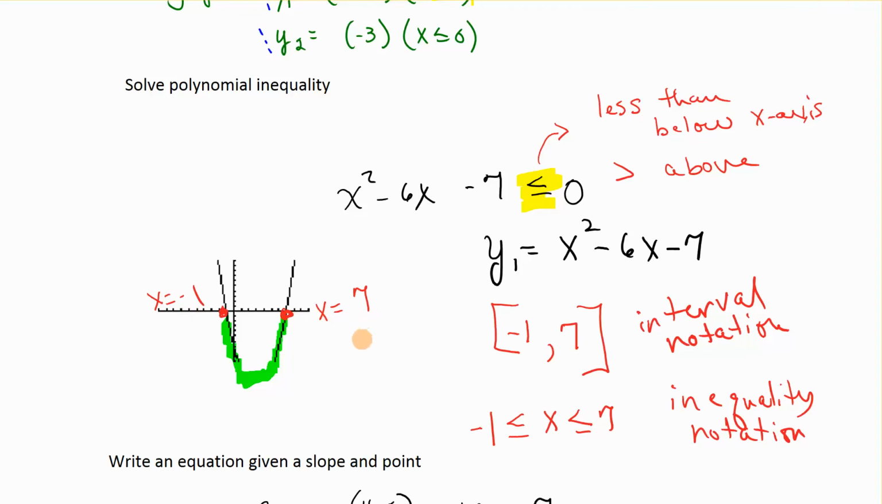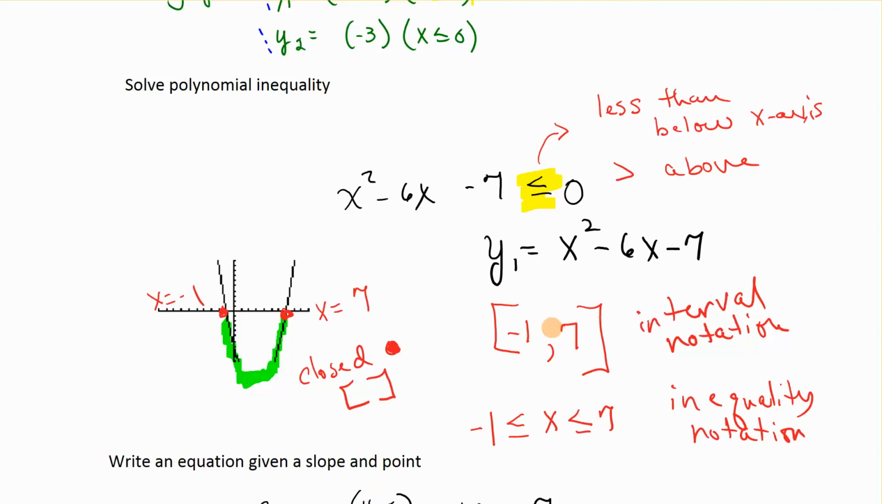Now it's asking, where is this whole expression less than or equal to 0? Well, less than tells you you are below the x-axis, because that's where y is less than 0. So that's below the x-axis. If it had been greater than, you would have been above. All right? So I'm highlighting the part that's below the x-axis. Because we have the equals under there, we know we have closed circles and we have brackets.